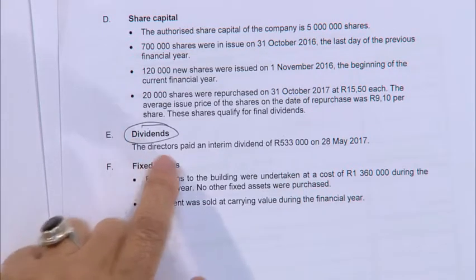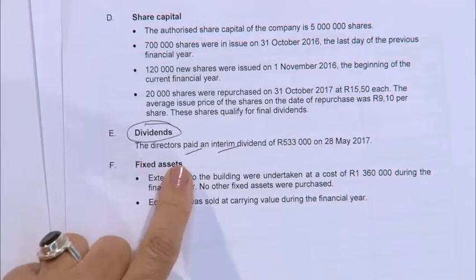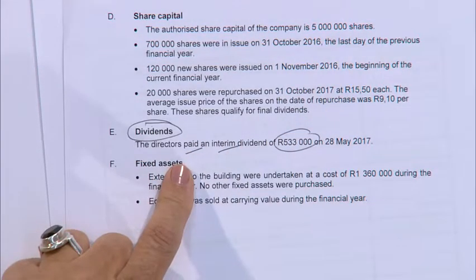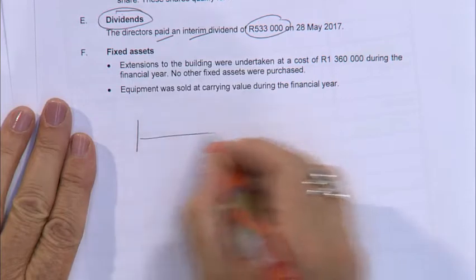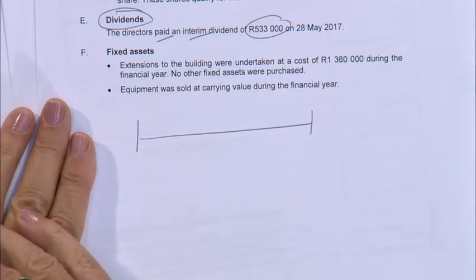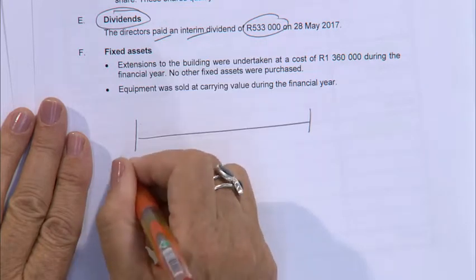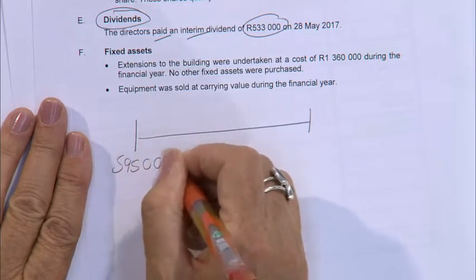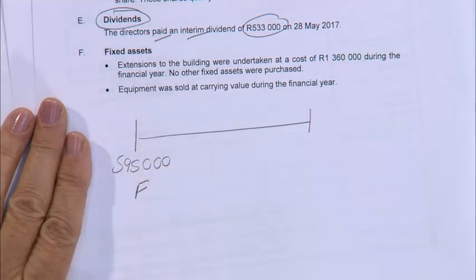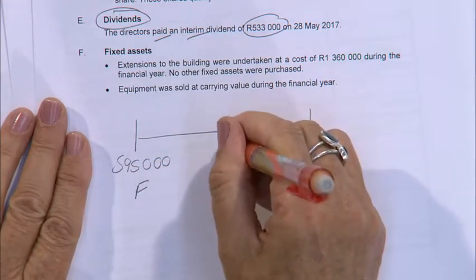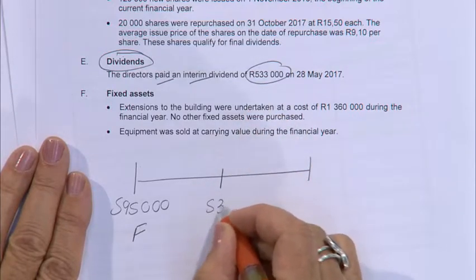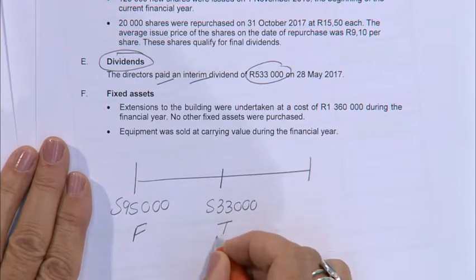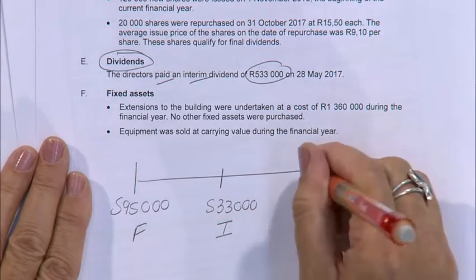Now, when they say the director paid an interim dividend, then that's also money out. I'm going to show you what's going on here on a little timeline I'm going to draw here. There we go. We started, if you look at the information again, owing them 595,000 Rand. What is this? Final for last year. I've just read on this page there, I owe them 533, and I paid it immediately. So my interim dividend was 533,000 Rand, interim dividend.